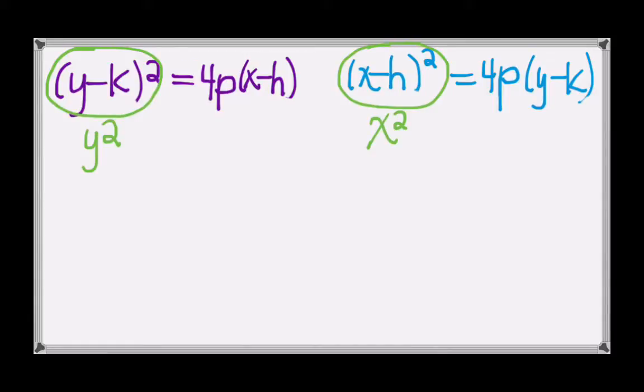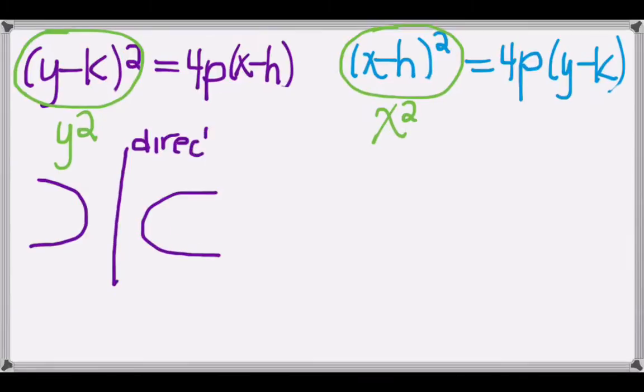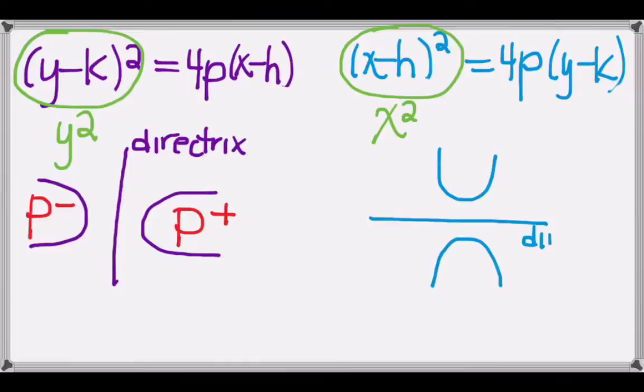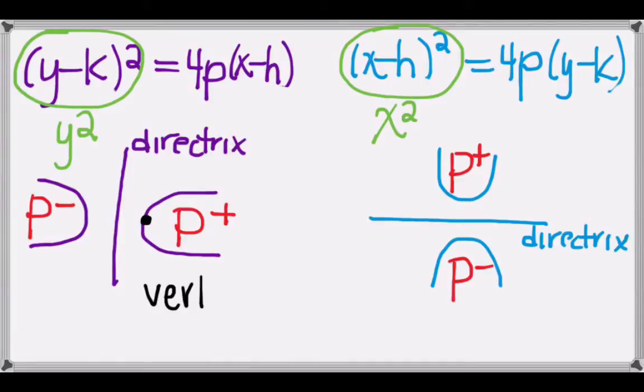I'll refer to the first equation as the y squared parabola and the second equation as the x squared parabola. The y squared parabola opens to the left or to the right, and it has a directrix, which is a vertical line. It opens left if the p-value is negative and right if the p-value is positive. For the x squared parabola, it either opens up or down. The directrix is a horizontal line, and the parabola opens up if the p-value is positive and down if the p-value is negative. In either case, the vertex is where that parabola changes direction.